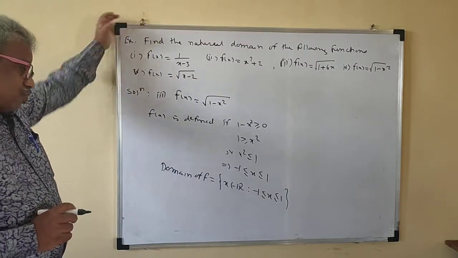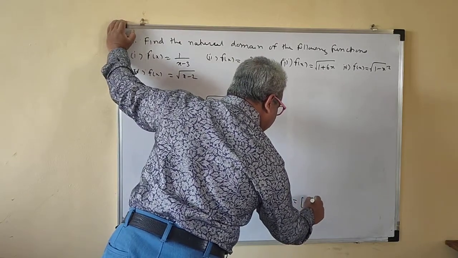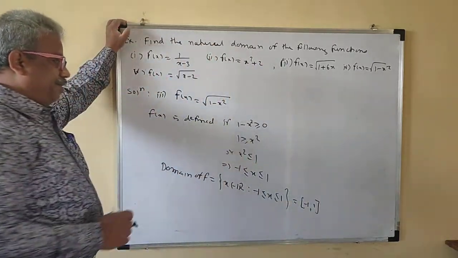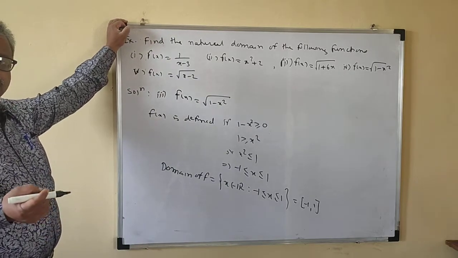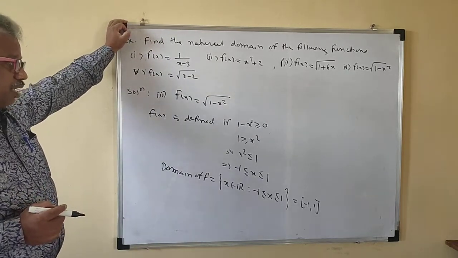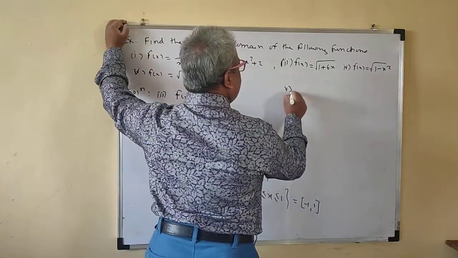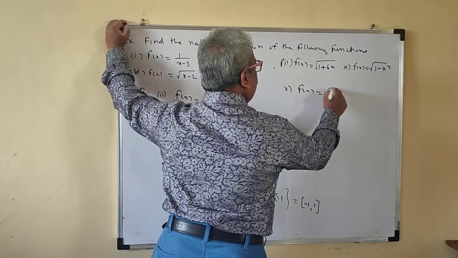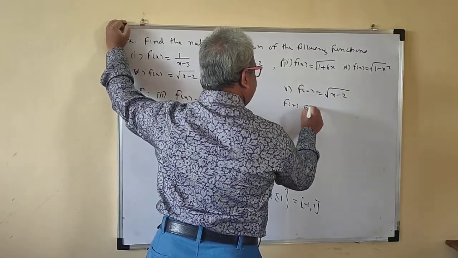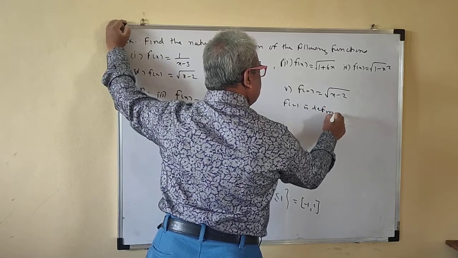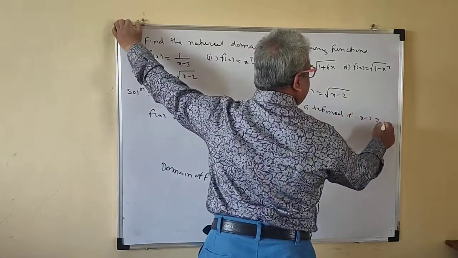Okay. You can write this in interval form also. This is the closed interval minus 1 to 1. It is not strict here because it is greater than or equal to 0, and the root of 0 is 0, so no problem. So this is your domain now. Now we'll take the last one: f of x is equal to root of x minus 2. So f of x is well defined if x minus 2 is greater than or equal to 0.